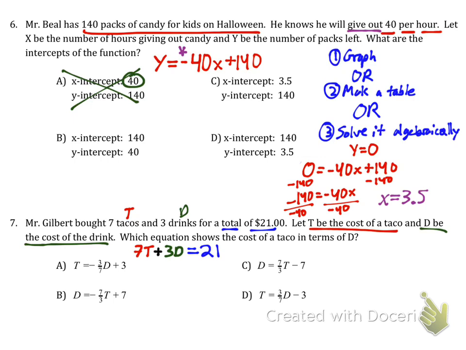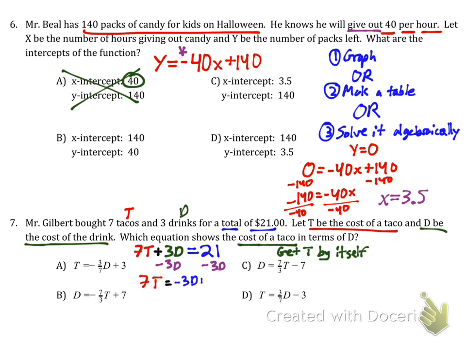Now, it says write the equation for the cost of the taco in terms of d. That means the cost of the taco is t, so we want to get t by itself. Notice that d is not the cost of the taco, that's t, but that phrase, show the cost of the taco in terms of d, means have an equation where you plug in something for d, that's the input, and the output is t, so we're actually asking to get t by itself. So, let's get t by itself.